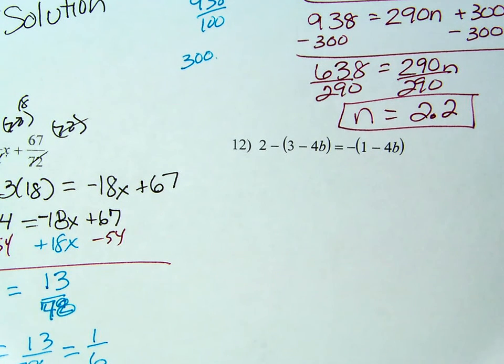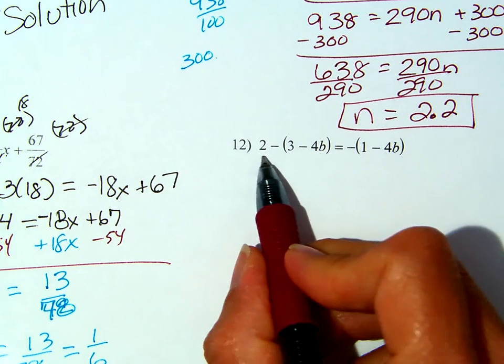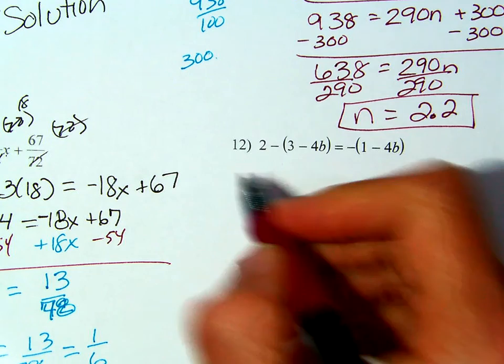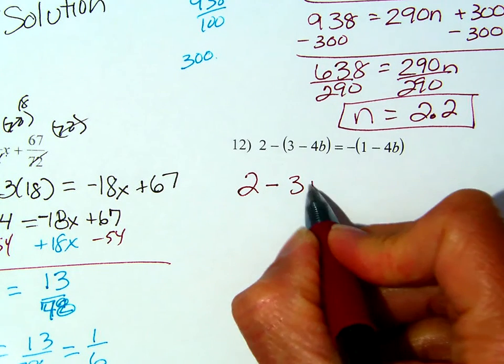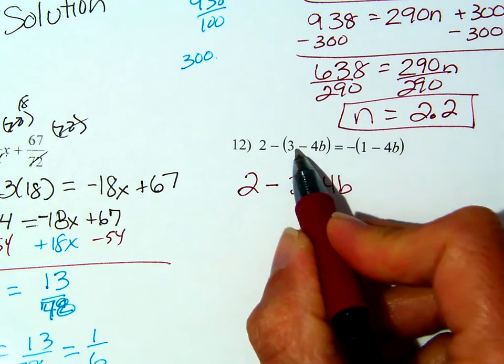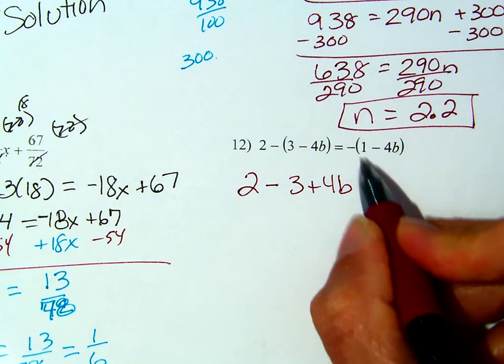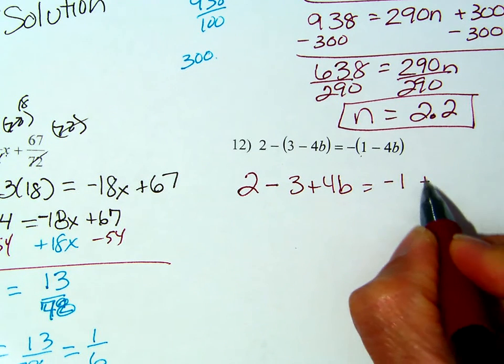Okay, here we go. Last problem. So we're going to get rid of these parentheses and those parentheses. So I have 2 minus. Remember, when I have the minus sign, it's just the opposite of whatever you see in there. So I switch both signs, negative, positive. Same thing over here. So I'm going to have a negative 1 and a positive 4b.